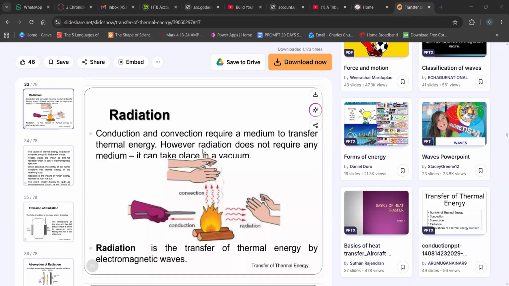So essentially, the heat from the sun gets to the earth through what? Radiation. Did you get that now? Mm-hmm. All right, that's good.